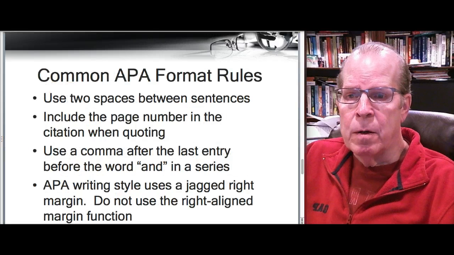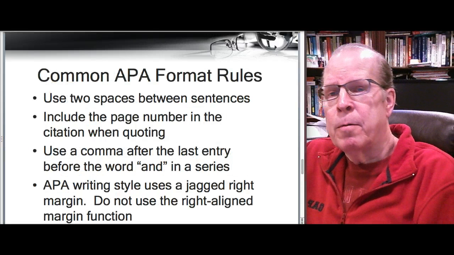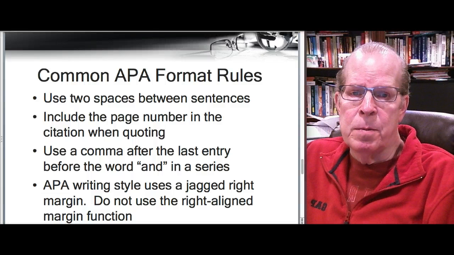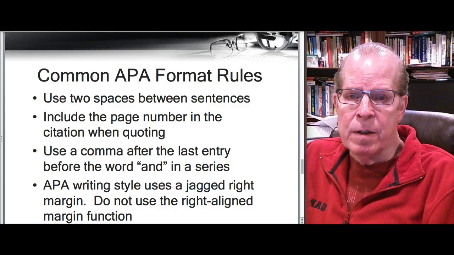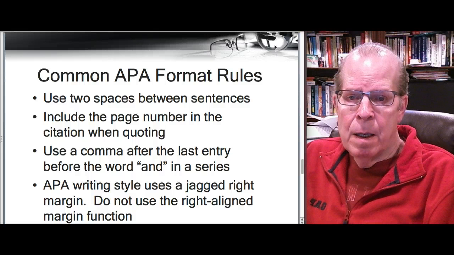Just as a reminder, for drafts that are longer, and this is starting to get into that, use 2 spaces between sentences. Include the page number in the citation. I just covered that in the citation when quoting. Use a comma after the last entry before the word "and" in a series. Now, grammatically, it's correct to not do that, but APA does include that comma. Also, APA writing style uses a jagged right margin, so don't use the right align margin function.